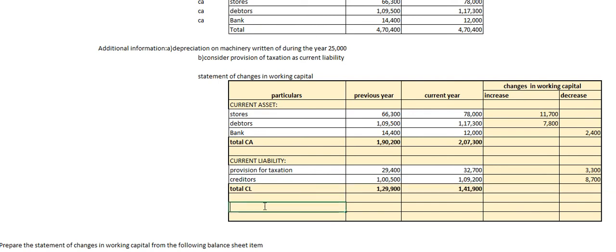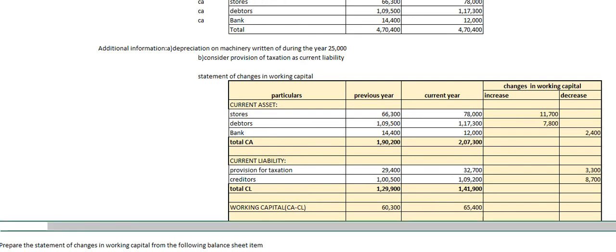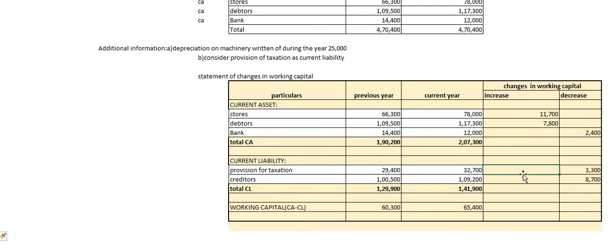Now we will find out the working capital. Working capital is nothing but your current assets minus current liabilities. For the previous year, your current asset is 1,90,200 minus the current liability for the previous year, 1,29,900. You subtract your current liabilities from your current assets, and you get the amount to be 60,300. In the same way, for the current year: 2,07,300 minus 1,41,900 is equal to 65,400.